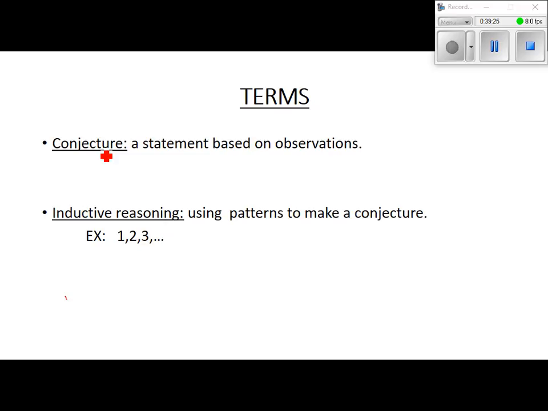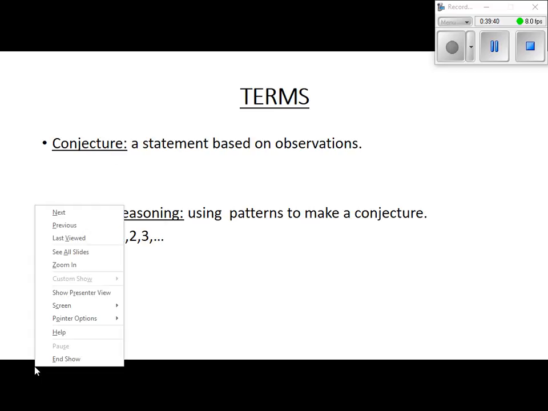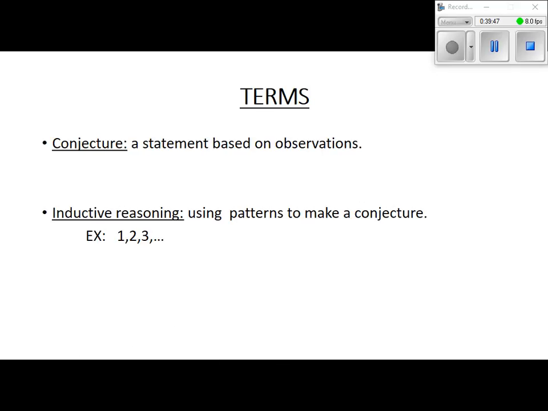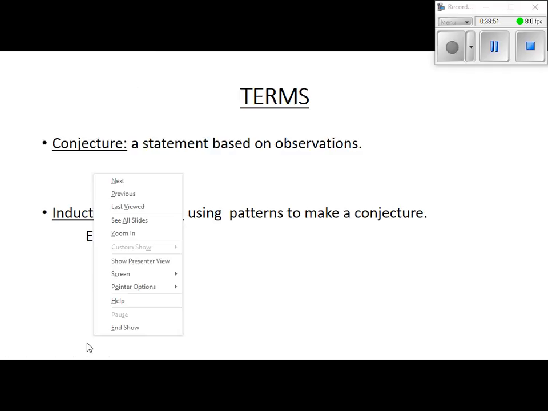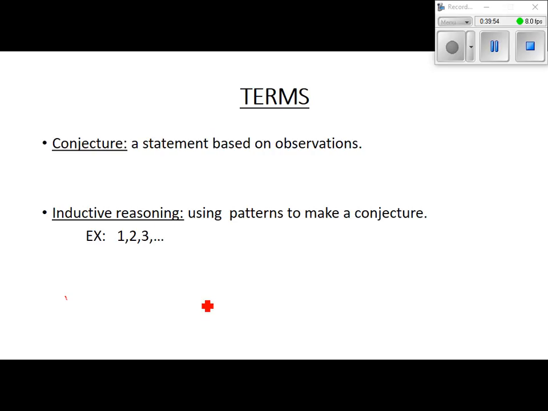Inductive reasoning is reasoning that uses patterns to make a conjecture. So when Caleb came up here, Caleb, if you had to look at this pattern and write the next 2 numbers in the sequence, what would you probably write? 4 or 5? 4, then 5? Yeah. So Caleb says to write 4 and 5.